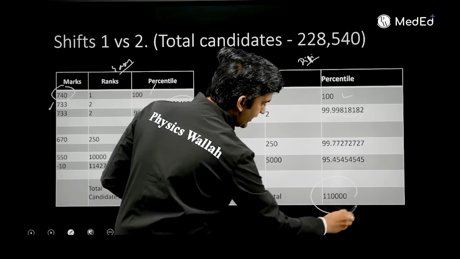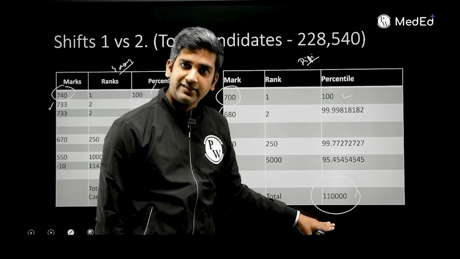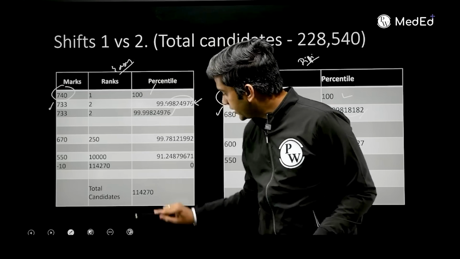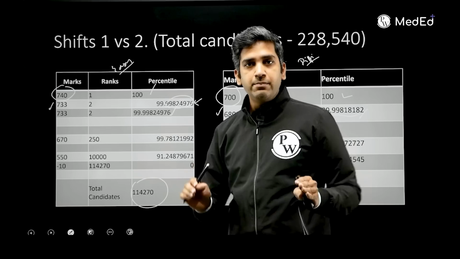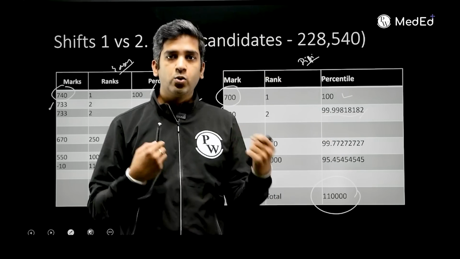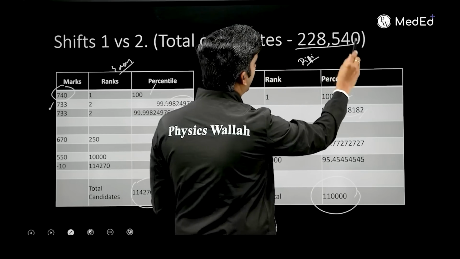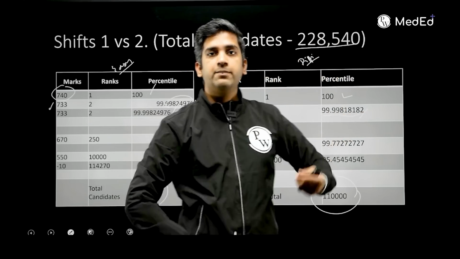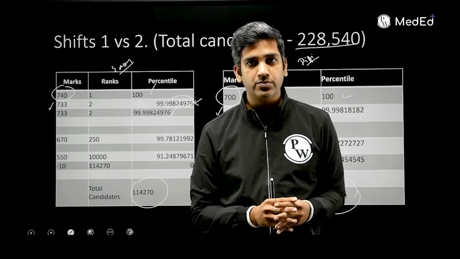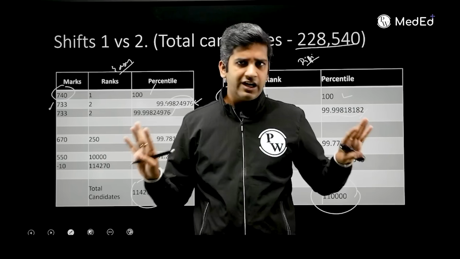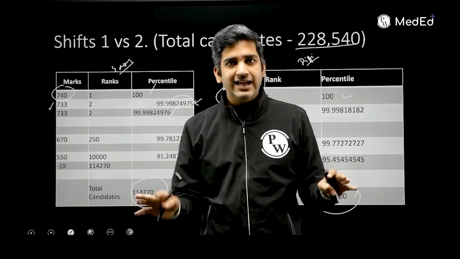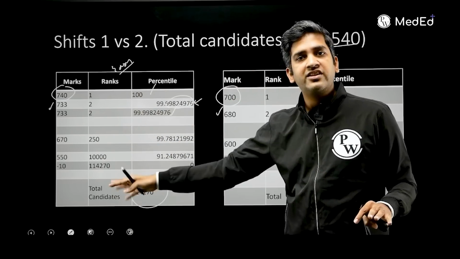I'll just assume that the total number of people who wrote the exam here is 1.1 lakh, and here I just assume that it's 1.14 lakh, right? As per the NBE's notice, there are 2,28,540 people who attended the exam. NBE must have equally divided them into morning and evening halves. But let's say in the morning half, everyone attended the exam.